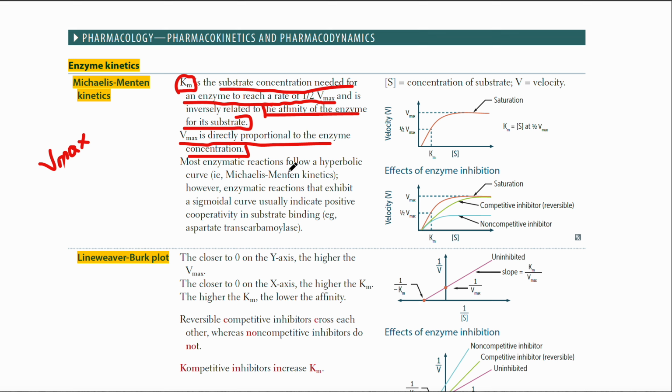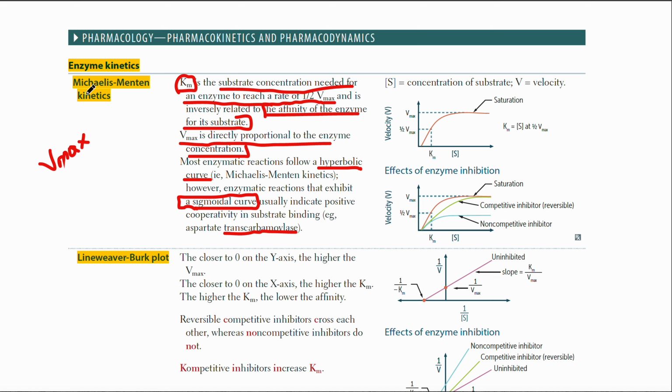So most enzymatic reactions follow a hyperbolic curve. The hyperbolic curve is the normal curve for Michaelis-Menten kinetics. We have to remember this. However, enzymatic reactions can also exhibit a sigmoidal curve, right? They indicate positive cooperativity in substrate binding. Example, aspartate transcarbamylase is an enzyme that shows a sigmoidal curve, right? You have to remember this, very high yield. It can be asked in USMLE Step 1.